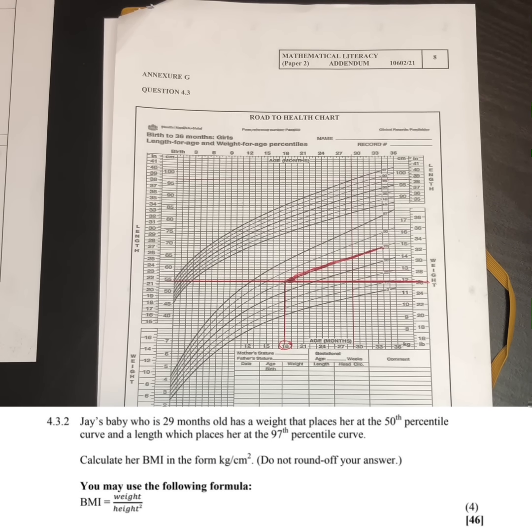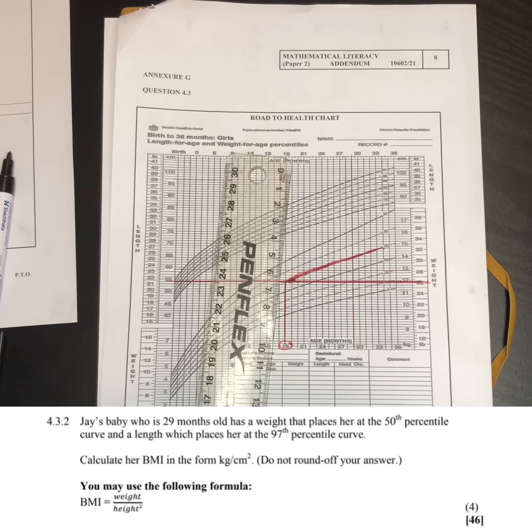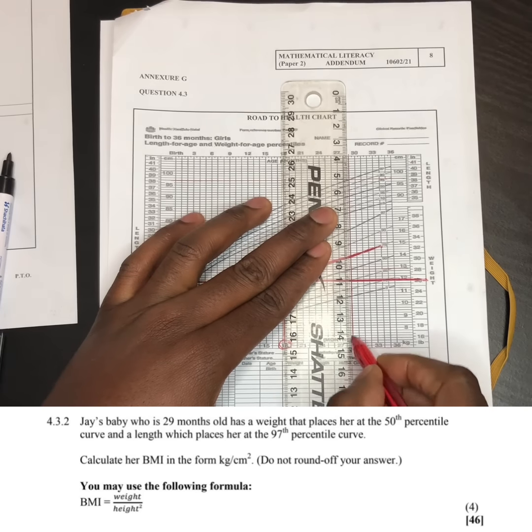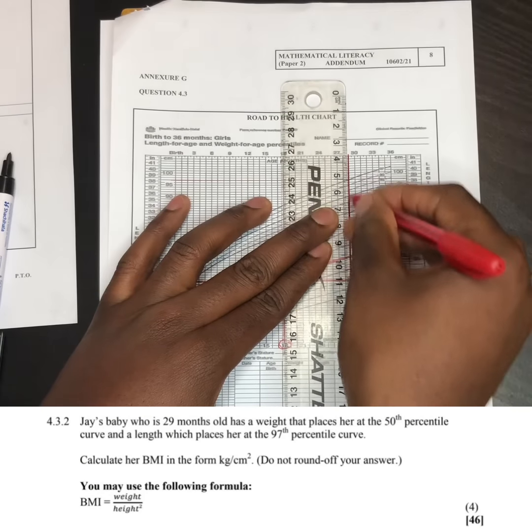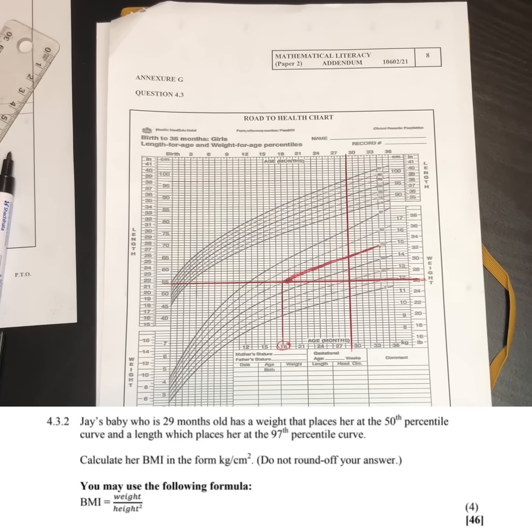50 percentile places her under the weight and 97 percentile places her under the length. Calculate her BMI in the form of kg per centimeter squared. So it's very easy. We just go and locate the 29 months. That's the first step that we need to do. Let's go and check. Where is 29 months? We are given 29. This is 29 here. You go to 29. You draw a line. This is my 29.